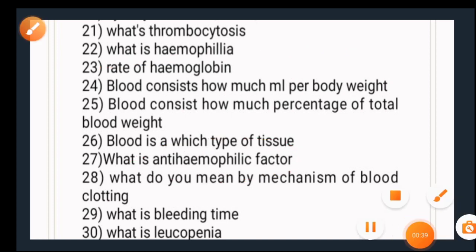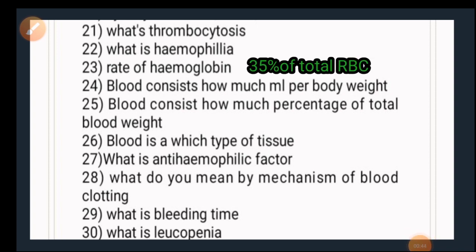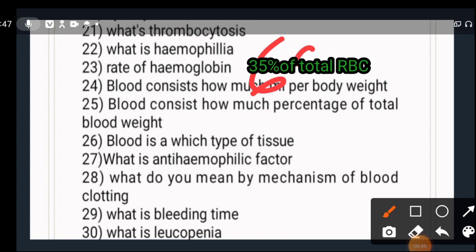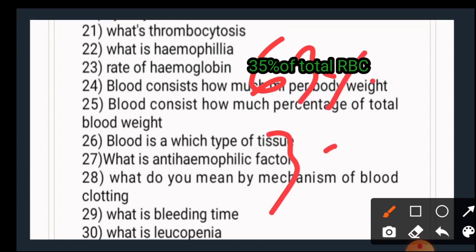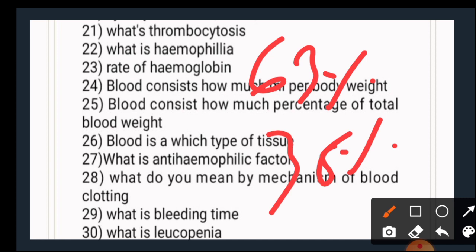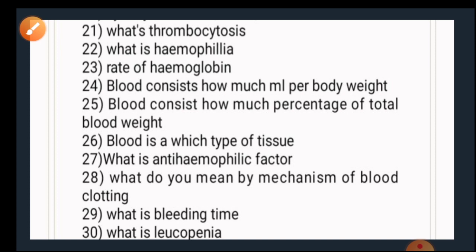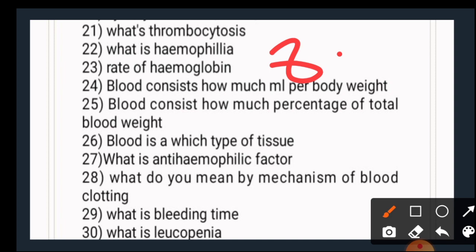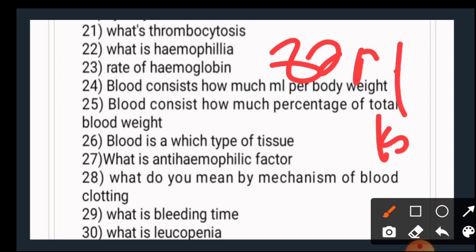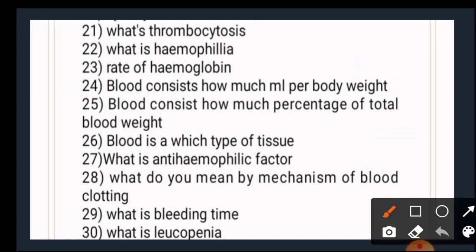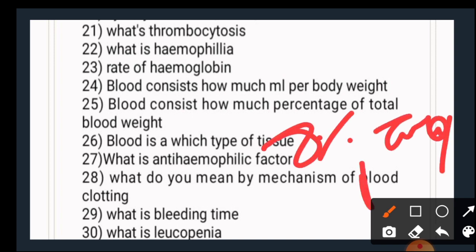What is the rate of hemoglobin? It means how much hemoglobin is contained in RBC. As we know, RBC is approximately 63% water and 35% hemoglobin, and the remaining contents are enzymes and proteins. So here the rate of hemoglobin is 35% in RBC. Blood consists of how many ml per body weight? Here the answer is 80 ml per kg, and according to percentage, 8% of the total body weight.